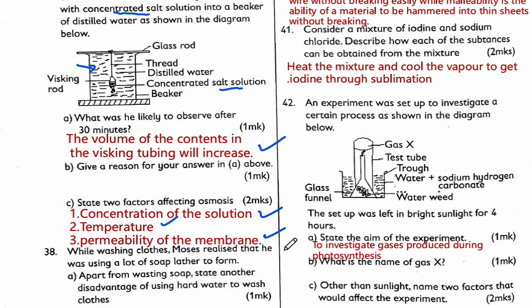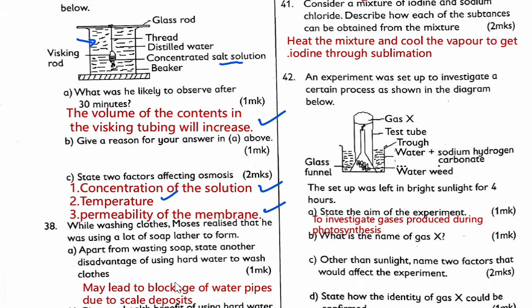While washing clothes, Moses realized that he was using a lot of soap for lather to form. Apart from wasting soap, state another disadvantage of using hard water to wash clothes. You know that hard water contains magnesium and calcium ions. So we have so many disadvantages. For example, it may lead to blockage of water pipes due to scale deposits. So that is my own answer.